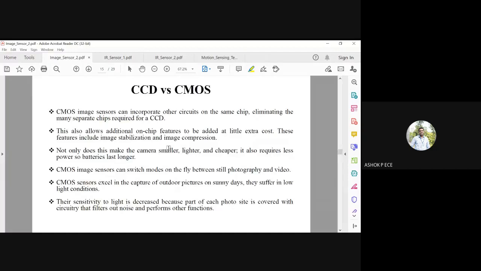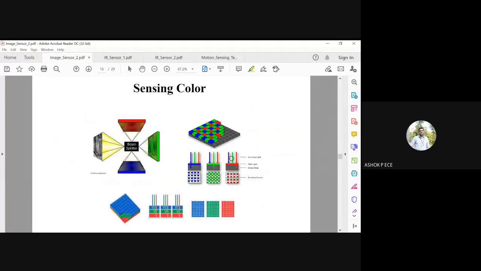So the comparison we have seen, sensing color. Depending on the incoming light, you filter it, you have a sensor array, and you have a resulting pattern. So you have RGB filters. So that will go into our red filter, which means it will allow only red.